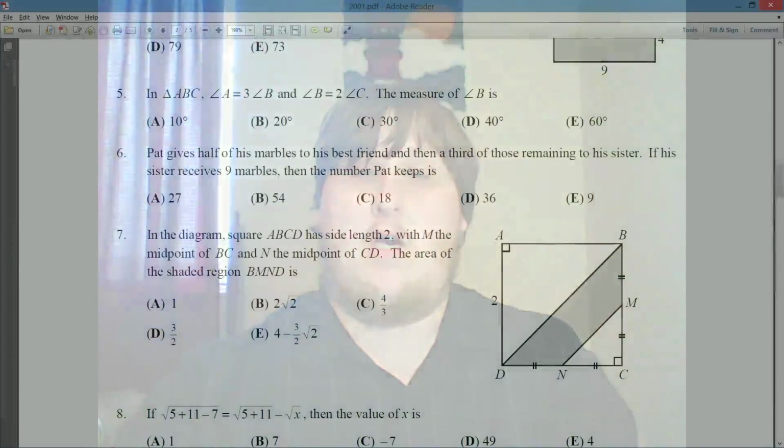Another way to do it might be to instead say let P be the total number of marbles he starts with. And we're going to do it that way because the fractions will turn out a little nicer. It'll turn out that his sister gets a sixth of that overall amount, and that Pat gets a third of that amount. Okay? But let's do the math, not just in our heads, but on the paper, so that everyone can see what's going on.